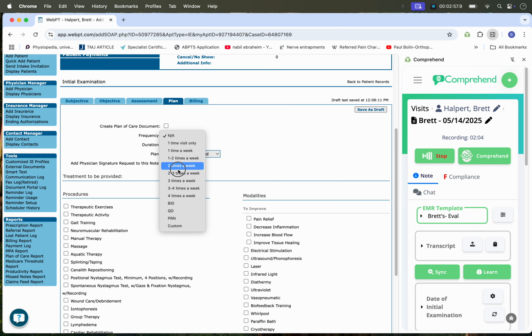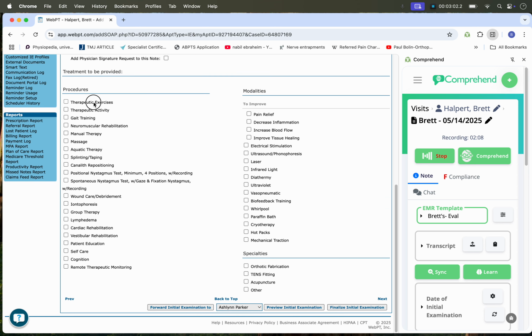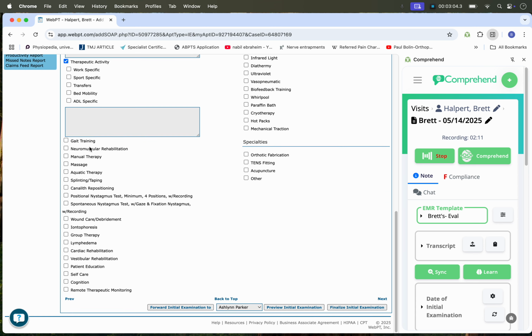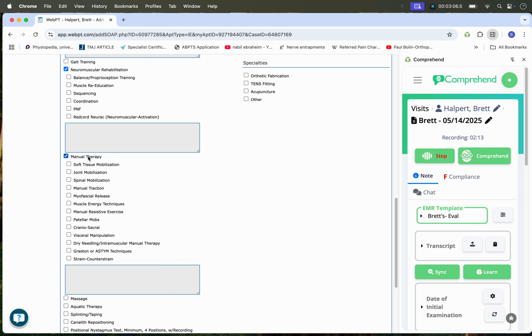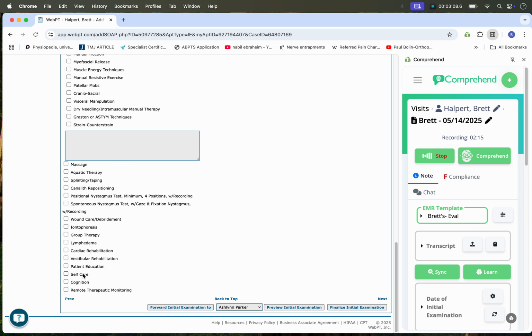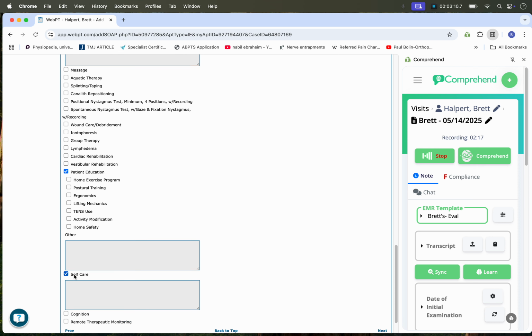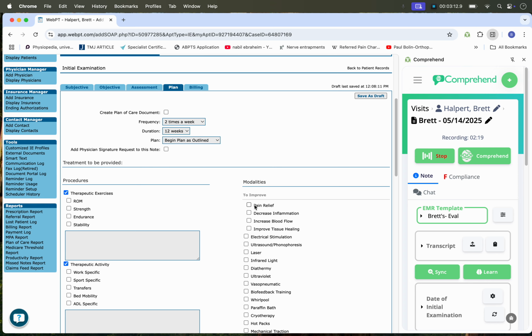Our plan of care will be for 2 times a week for 12 weeks. Treatment will include therapeutic exercise, therapeutic activity, neuromuscular re-ed, manual therapy, patient education, self-care strategies, modalities as needed for pain relief.